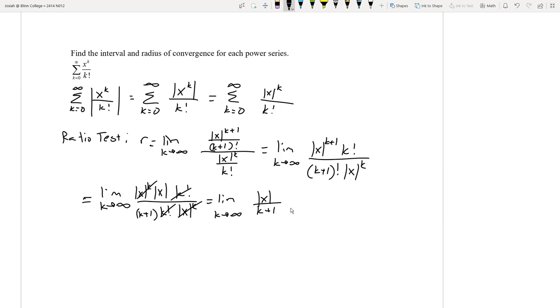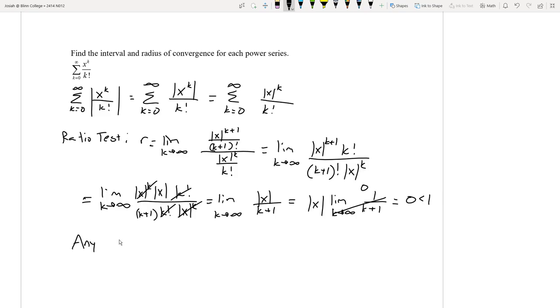Which as k tends to infinity, the absolute value of x acts as a constant in terms of k. We could actually even take that out if it's more comfortable. Times the limit as k tends to infinity of 1 over k plus 1. And this guy goes to 0. And then times absolute value of x is 0. So what happened is, this is our r, which is less than 1. And in fact, it doesn't depend on what x is equal to. No matter what x is, our r is always equal to 0, which is less than 1. So this guy will always converge.